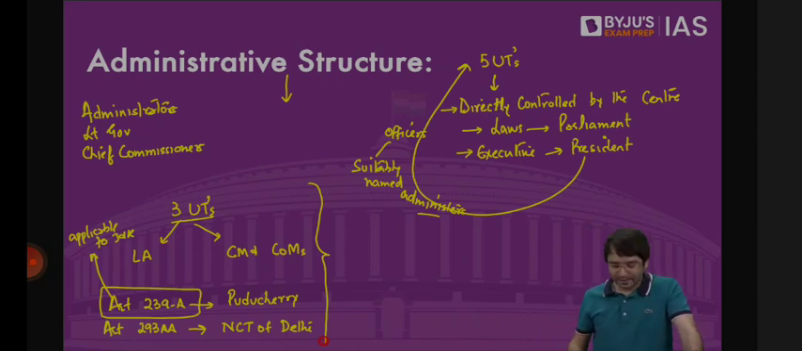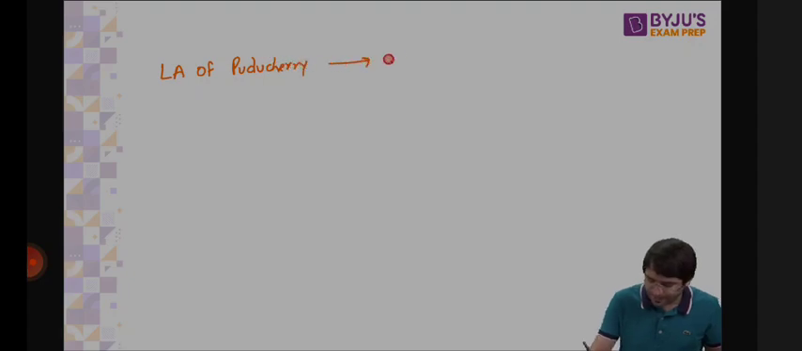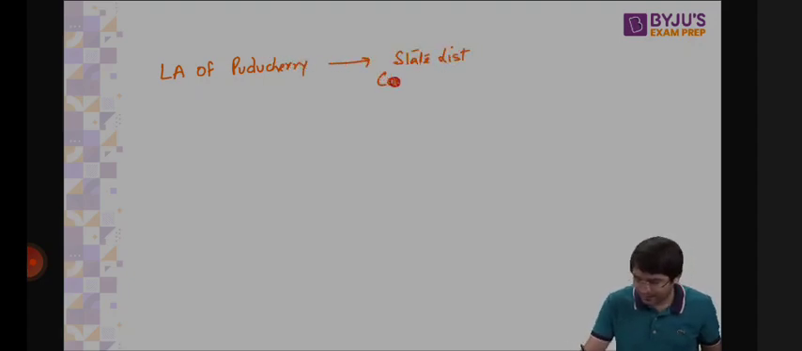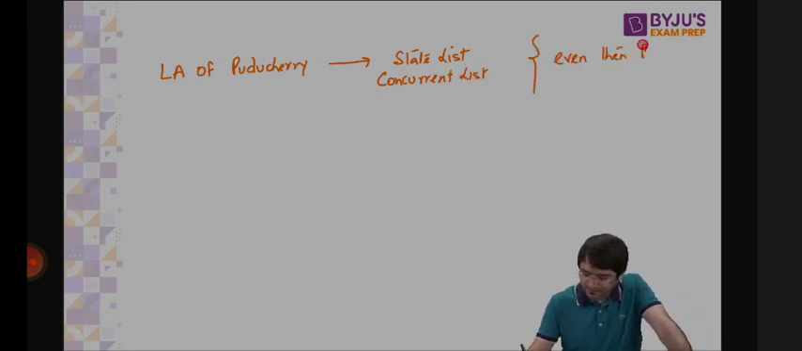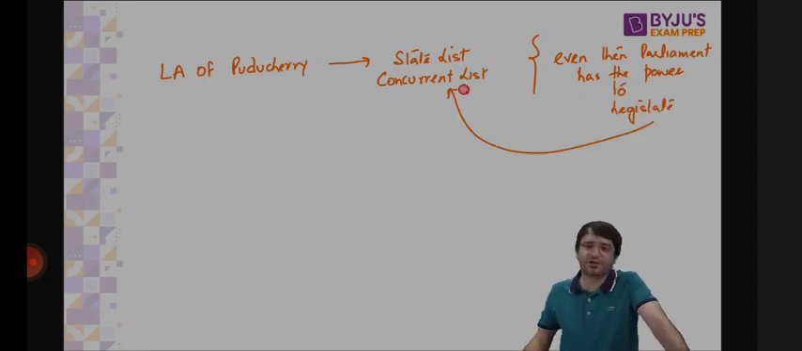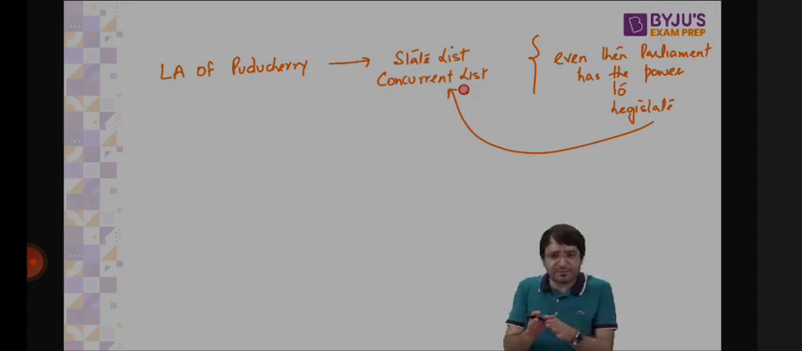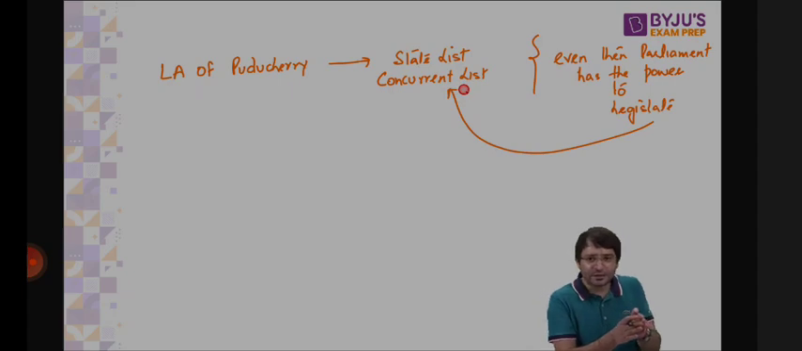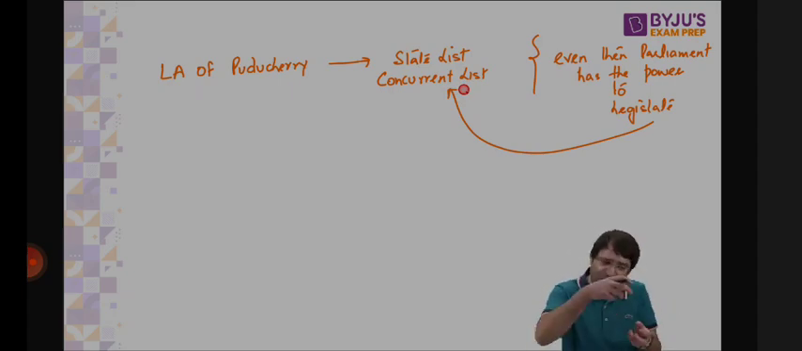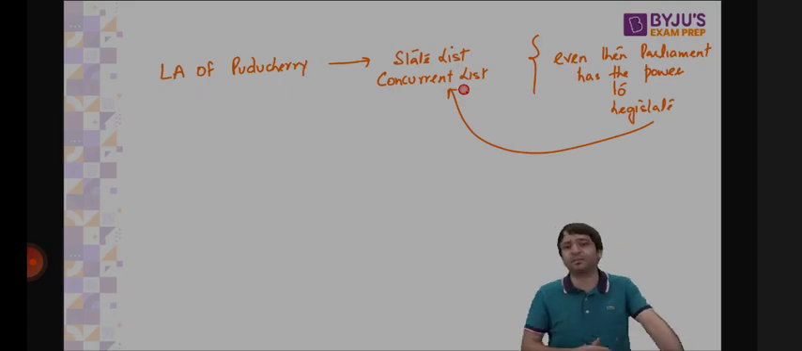What is the role of the legislative assembly then? The Legislative Assembly of Puducherry can make laws on any item mentioned in the state list, any item mentioned in the concurrent list. Even then, Parliament has the power to legislate, even on the items mentioned in the state list and concurrent list. That means although Puducherry has a legislative assembly, with the power to make laws on any item mentioned in the state list and the concurrent list, since Puducherry is a union territory after all, it's not a state, Parliament still has the power to make a law on any item mentioned in the state list and the concurrent list. Because Puducherry is a union territory.